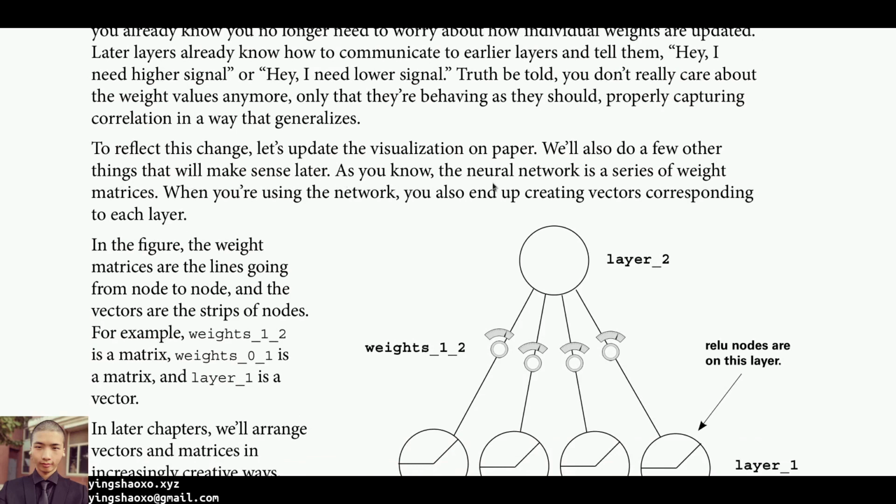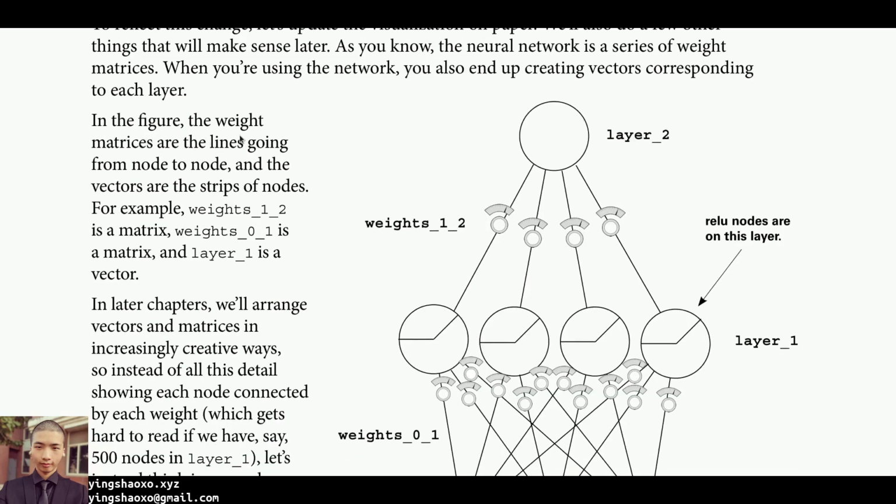As you know, a neural network is a series of weight matrices. When you are using the network, you also end up creating vectors corresponding to each layer. In this figure, the weight matrices are the lines going from node to node.